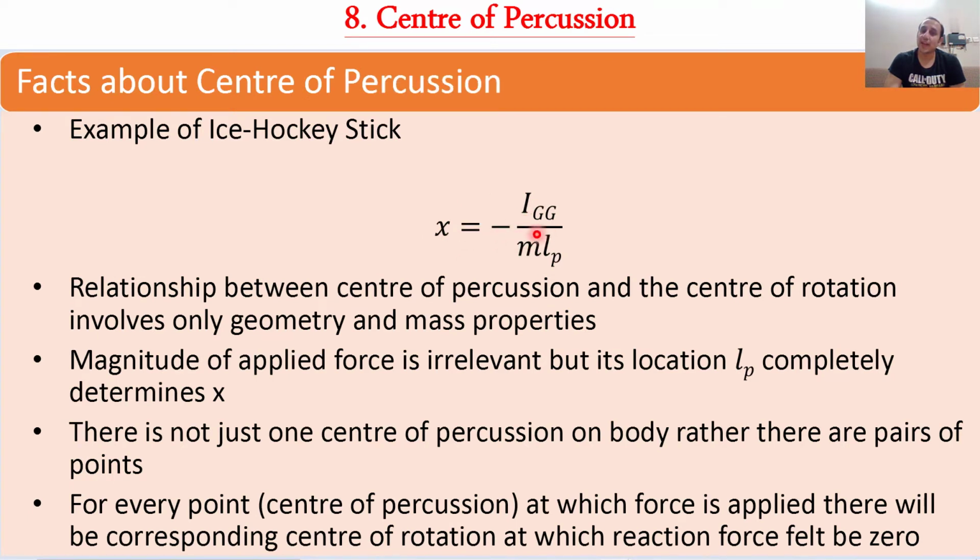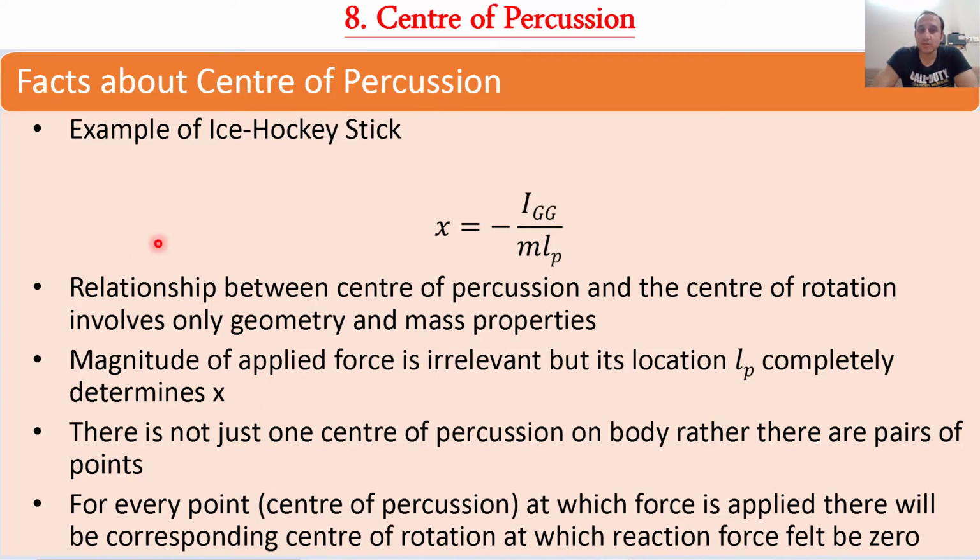Minus IG over MLP. It means that x is the distance. If we hold the hockey stick at that point, there will be no reaction force. Okay, so we will go back to the diagram once again to explain those arrows which are there in the diagram. But before that, we need to discuss those bullets.